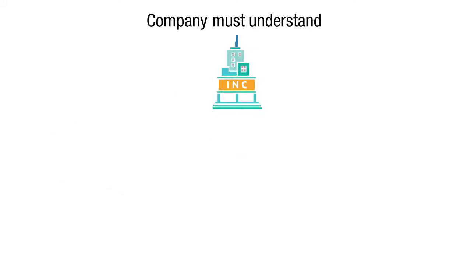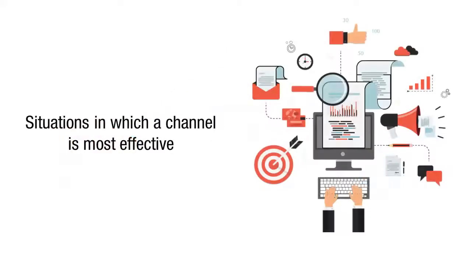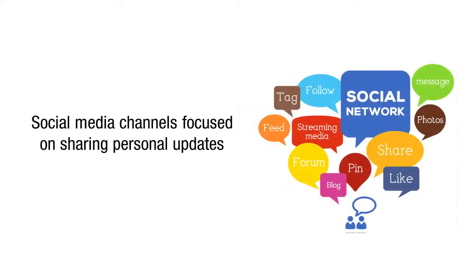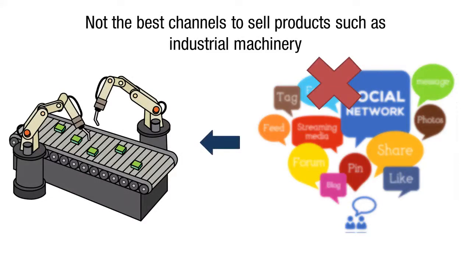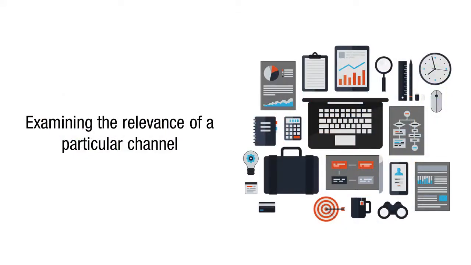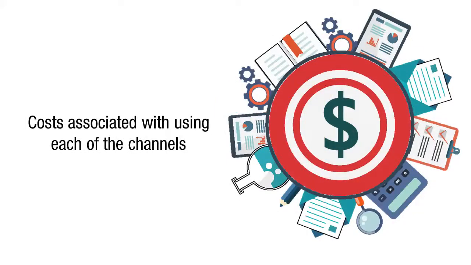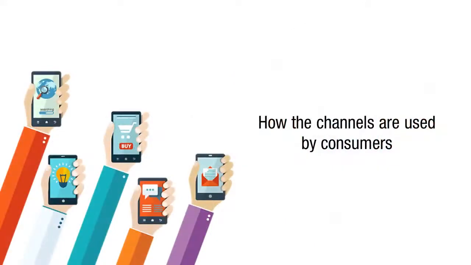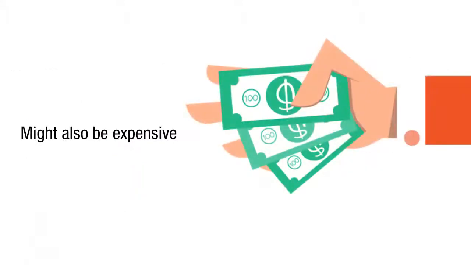A company must understand the limitations and capabilities of each channel, as well as the situations in which a channel is most effective. For example, social media channels focused on sharing personal updates may not be the best channels to sell products such as industrial machinery. In addition to examining the relevance of a particular channel for promoting a particular product, the costs associated with using each of the channels need to be fully understood along with how the channels are used by consumers. A channel may be highly relevant for a product, but it might also be expensive.